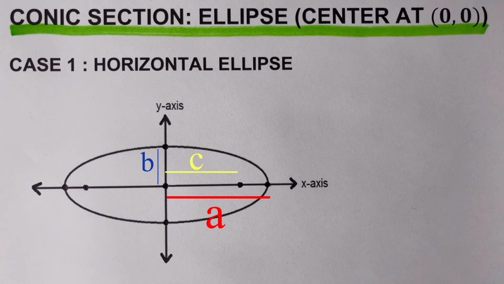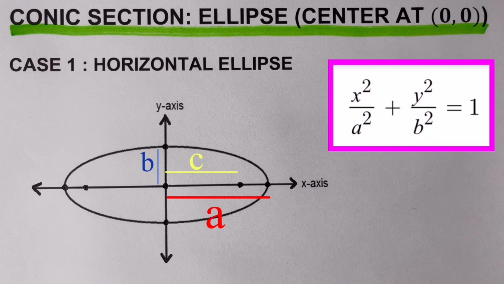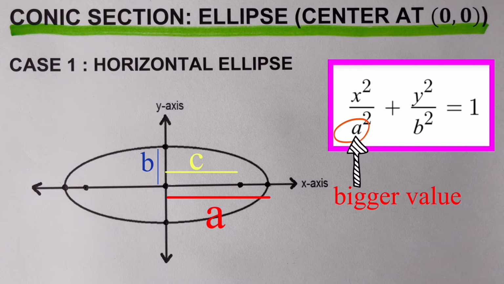Now, using these lengths a and b, we can derive the equation of a horizontal ellipse, and that is x squared over a squared plus y squared over b squared is equal to 1. Notice that our a is the longer value, because this is actually half of the major axis, which is the longer diameter. Notice that our a, which is the longer value, is the denominator of x squared.